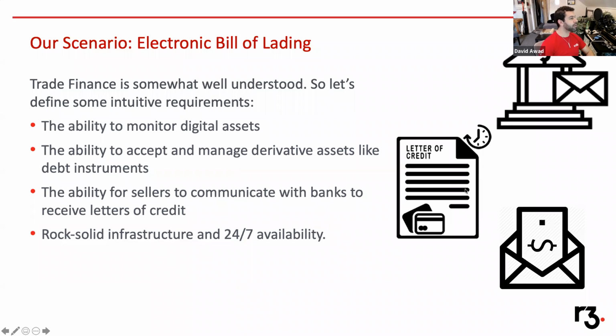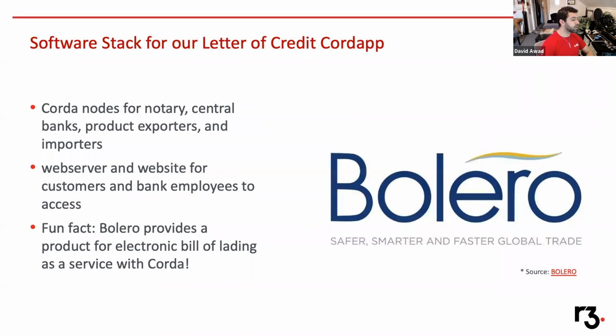So let's actually talk about what you might do, or what does the software stack for a letter of credit, or a modern trade finance solution, I should say, look like? A notable example is actually Bolero, who is doing something pretty similar to this, using Corda, that is. So we're going to deploy Corda nodes for our notary, our issuing bank, and our advising bank. These are the banks on both sides of the trade, as well as the importers and exporters.